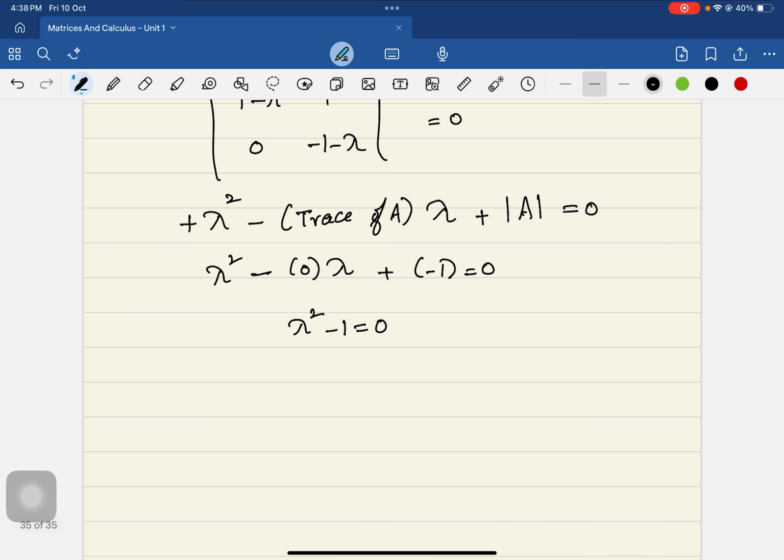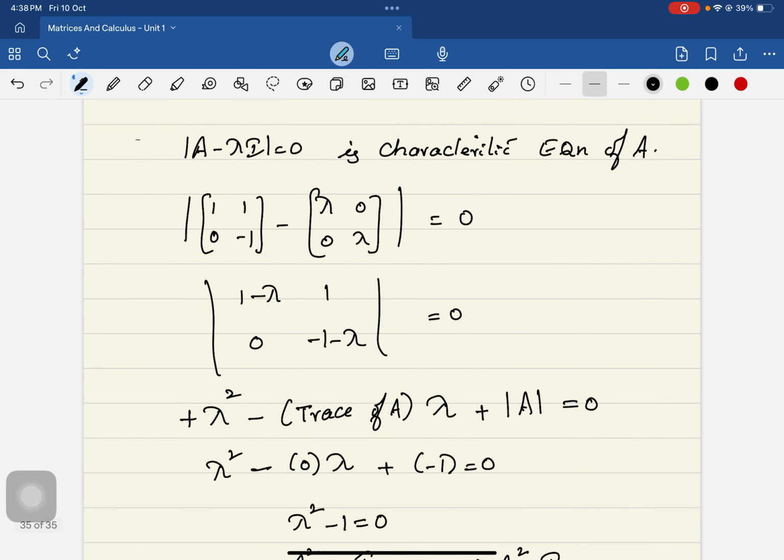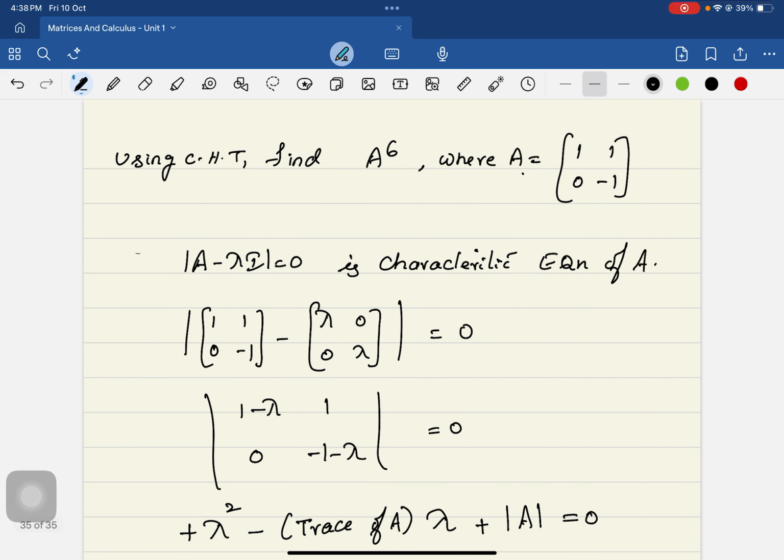It is very much clear now that the characteristic equation is lambda square minus 1 equal to 0. So what does the Cayley-Hamilton theorem say? That every square matrix satisfies its characteristic equation. So just plug the matrix A in the place of lambda: A square minus 1, meaning the identity matrix, is equal to 0. So what is the matrix A square? It is the identity matrix.